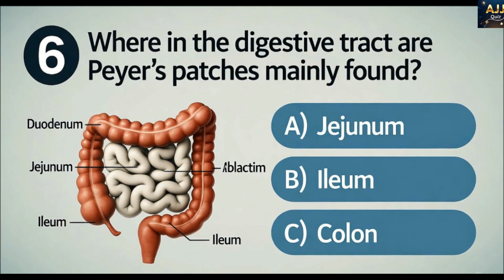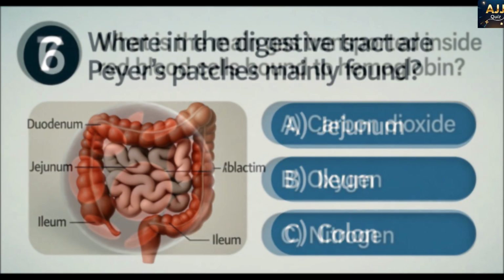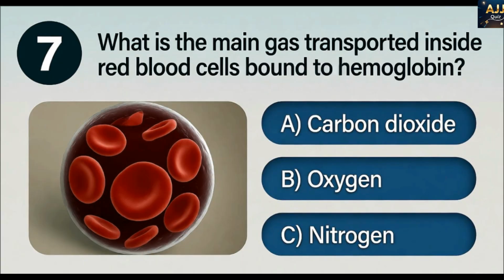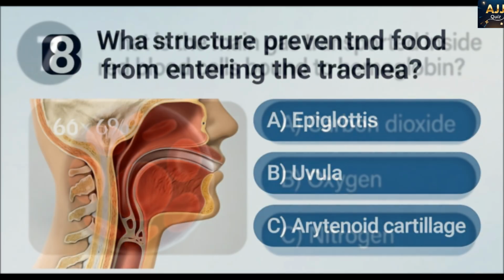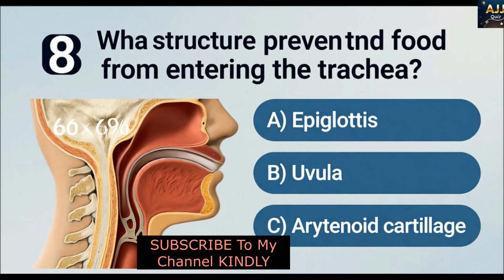Where in the digestive tract are Peyer's patches mainly found? In the ileum. What is the main gas transported inside red blood cells bound to hemoglobin? The correct answer is oxygen. Which structure prevents food from entering the trachea during swallowing? Epiglottis.